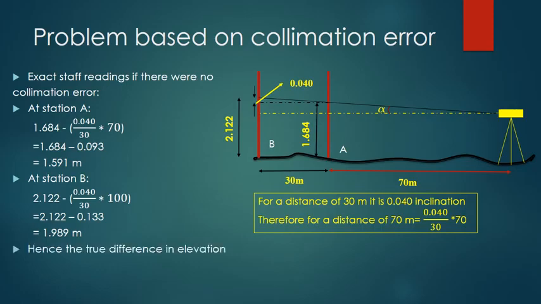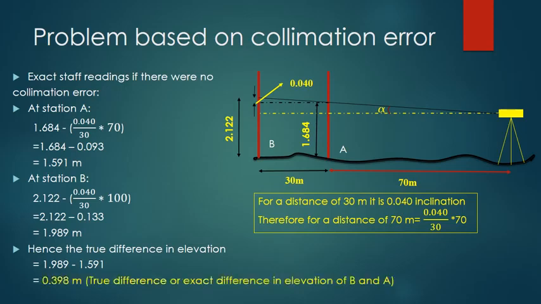How to check? Hence the true difference in the elevation, just subtract the value of the elevations of station A and station B, that is 1.989 minus 1.591, we will get a value which is equal to 0.398, which was the true difference or the exact difference in elevation of B and A. This value was equal to the difference in the reduced levels of B and A.